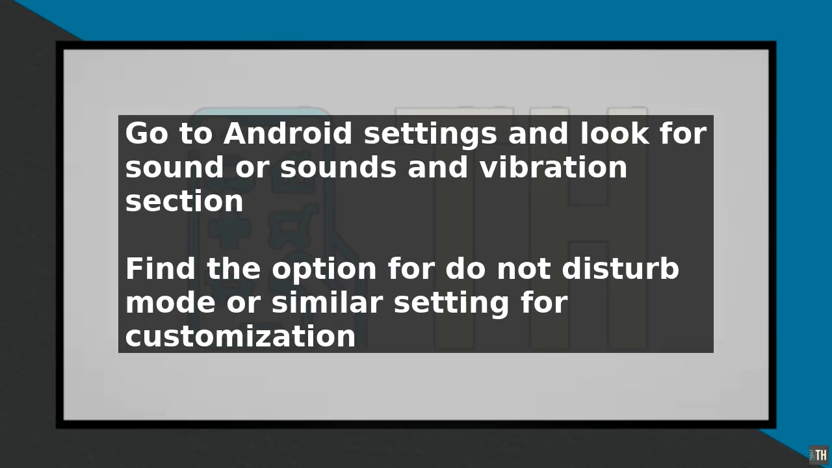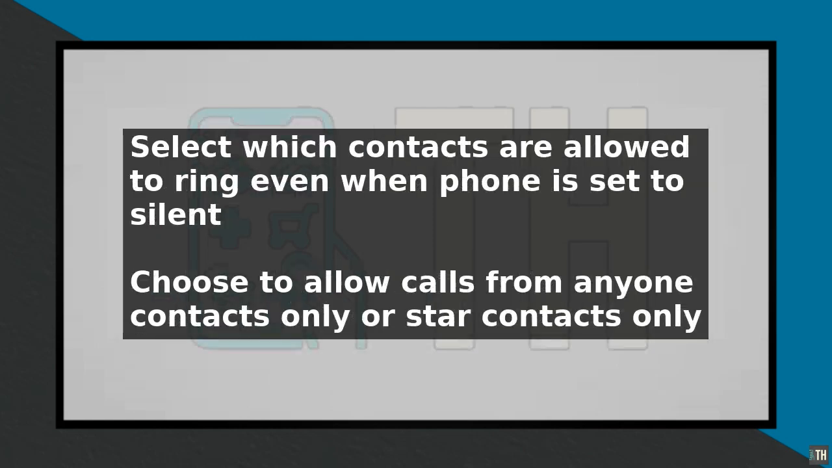You can choose to allow calls from anyone, contacts only, or star contacts. Star contacts are those that you have designated as favorites in your contacts list. To star a contact, open your Contacts app and select the contact you want to star. Then, look for the option to add to favorites or star this contact. This will move the contact to the top of your contacts list and also allow you to select them as an exception in your Do Not Disturb settings.